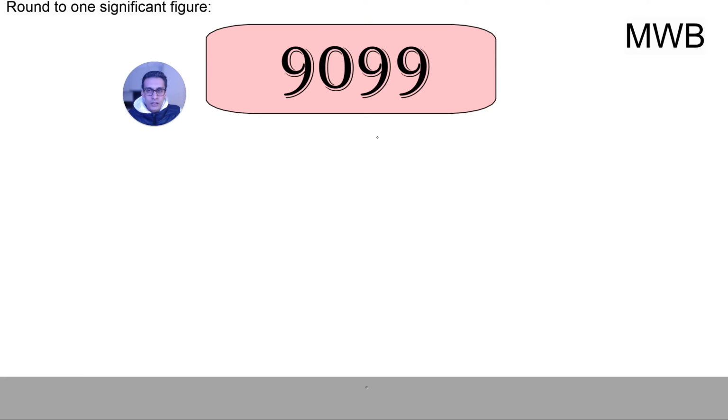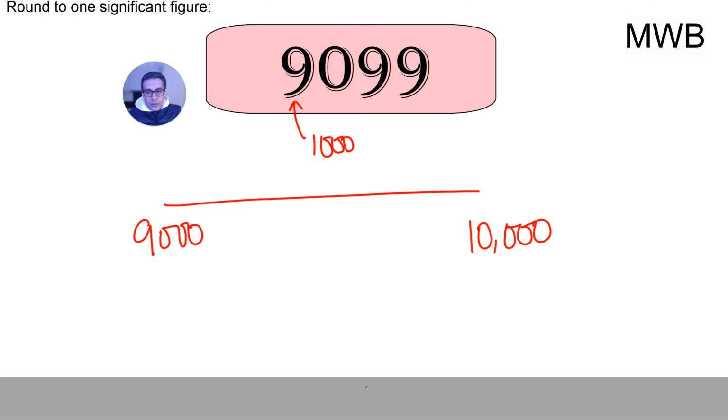So the first significant figure is, again, in this case, in the thousands column. So we're rounding to the nearest 1000. So we've got 9,000, 10,000. And on the number line, we know that this is going to be closer to 9,000 than it is to 10,000. Because 9,099 is one less than 9,100. It will be somewhere around here.